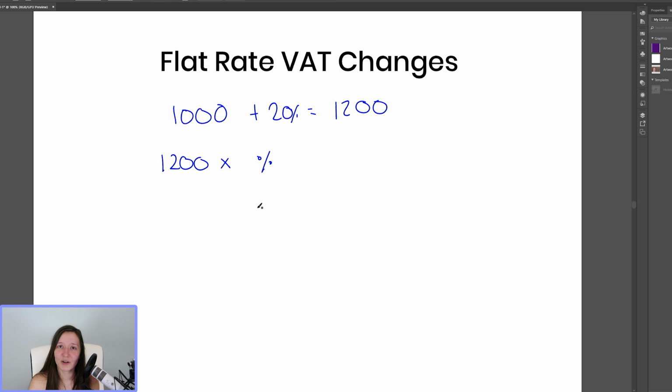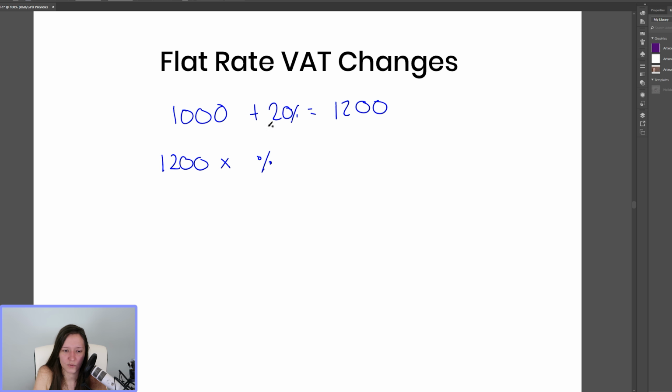The flat rate scheme allows you to keep that all to a minimum and just multiply your turnover by a percentage to work out your liability. And you wouldn't have to do anywhere near as much bookkeeping as you would on the standard rate scheme.